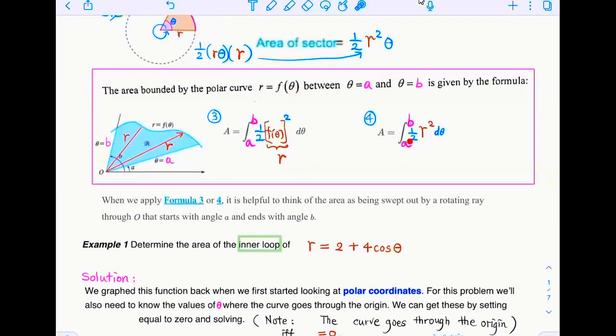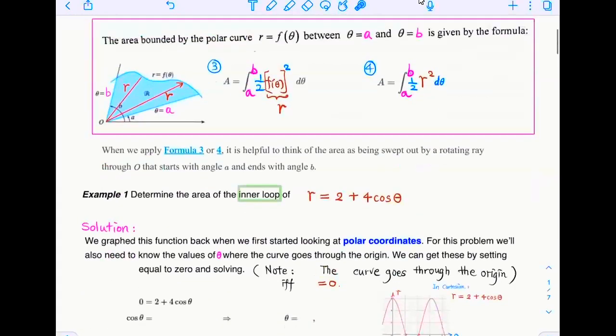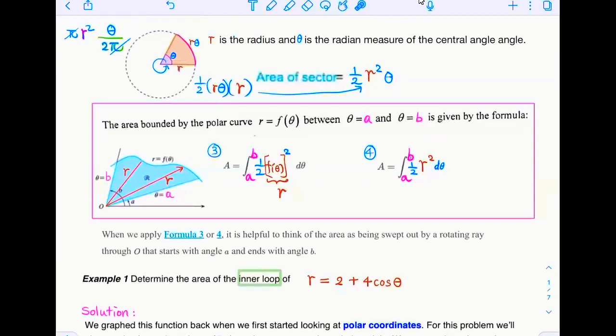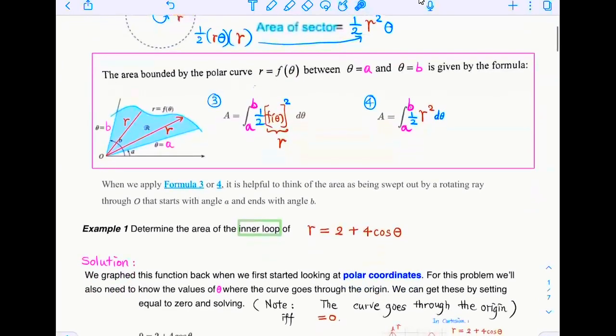So 1/2 r squared d theta, and then you integrate theta going from A to B. You get this total area over here. Now, because r is equal to f of theta, you can also put f of theta over here instead of r. These two mean the same thing. Okay, so that's the formula.